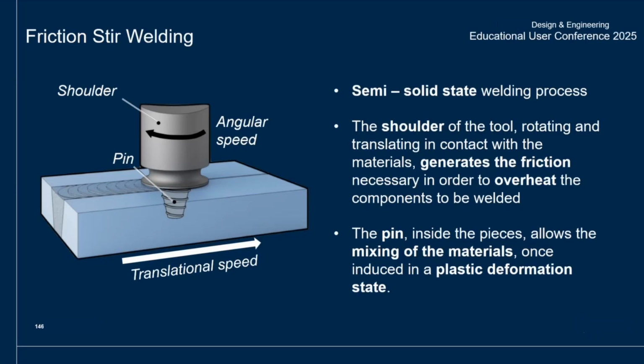The shoulder of the tool, during the process, rotates around its vertical axis and translates along the path to be welded, in contact with the materials of the pieces to join. The contact produces the friction necessary to overheat the components to be welded, to the point of inducing them into a plastic deformation state. The pin, rotating and translating as well, but inside the pieces, allows the mixing of these materials once in the plastic deformation state and consolidates the welding.